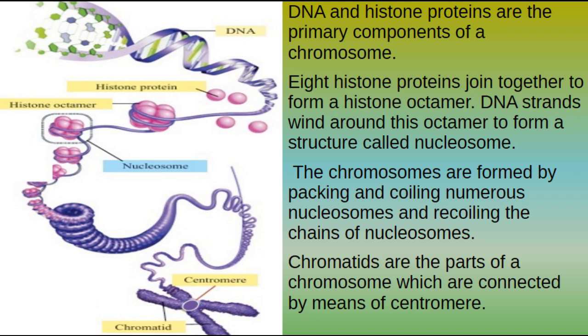Chromosome. DNA and histone proteins are the primary components of a chromosome. Eight histone proteins join together to form a histone octamer. DNA strands wind around this octamer to form a structure called a nucleosome. The chromosomes are formed by packing and coiling numerous nucleosomes and recoiling the chains of nucleosomes. Chromatids are the parts of a chromosome which are connected by means of a centromere.